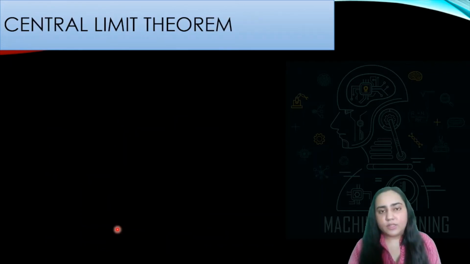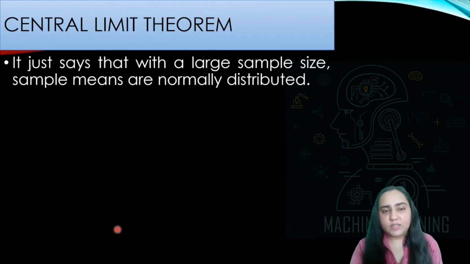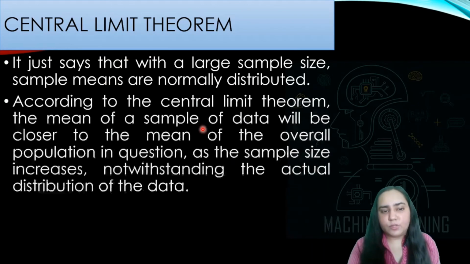Now let's take a look at another very important concept in probability and statistics, which is the central limit theorem. It just says that with a large sample size, the sample means are normally distributed. So if you go on increasing the size of the sample that you have taken from a population, then the means of those samples, that means the averages of those samples, will become normally distributed gradually as you go on increasing your sample size.